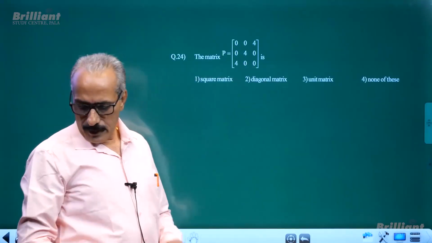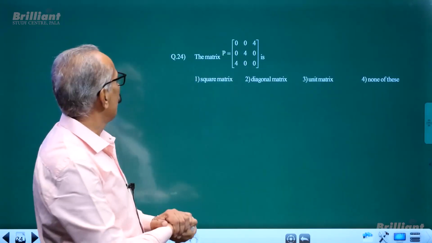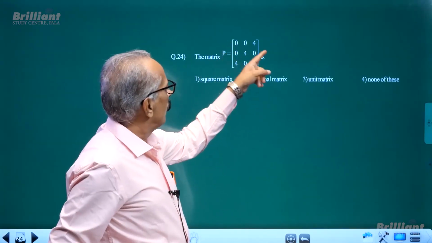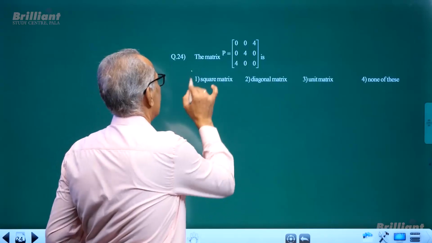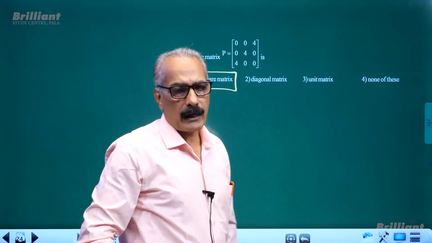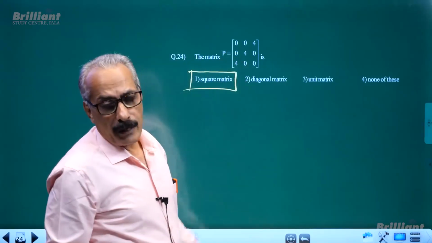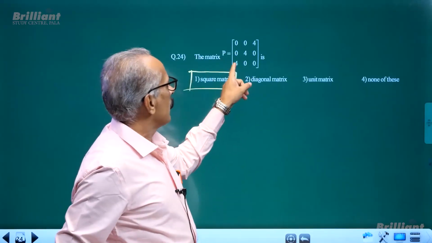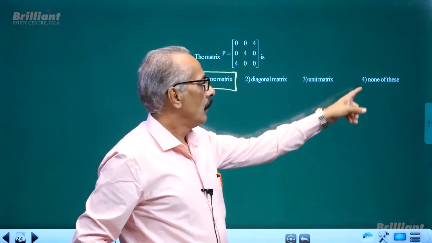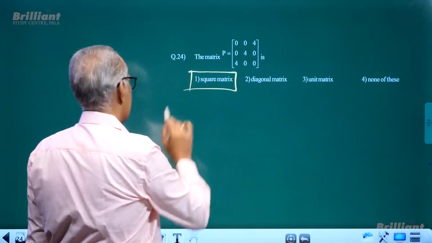That's a matrix. Now we can see question 24. What is it? 0, 4, 0, 0, 4. Square matrix, correct. This is correct. Diagonal matrix, no. Diagonal matrix means all the elements other than the diagonal, that means this 4, should be 0. Unit matrix, no, none of this. So 1 is the answer.